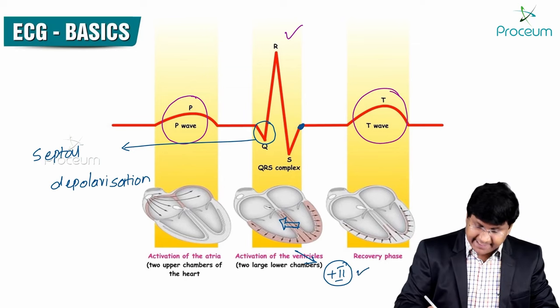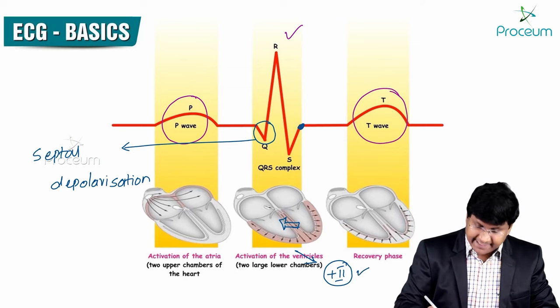Now, you see this. Septal view. That means the leads which are picking up the electrical activity from the septum. V3 and V4. The leads which are picking up the electrical activity from the anterior surface of the heart, V1 to V4. What do you mean by the word V? Ventricle. You take lateral leads. Lateral leads are V5 and V6.